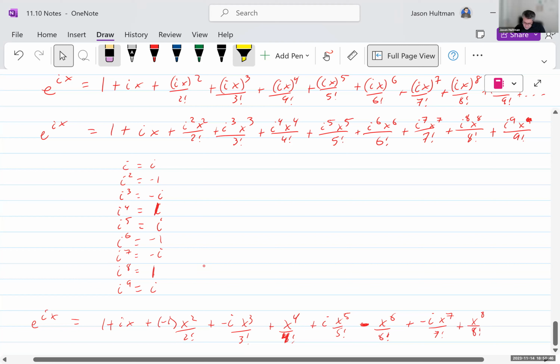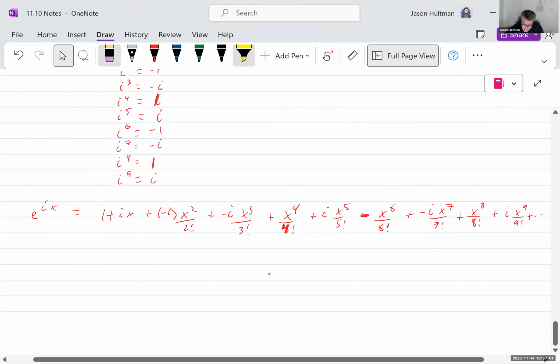Okay, and then plus i to the 9th is i times x to the 9th over 9 factorial. And this just goes on forever. Okay, so now what I'm going to do is group everything that has an i and everything that does not have an i. So I'm going to rearrange the terms. I'm going to say that this is 1 plus, or no, not plus, sorry, 1 minus.